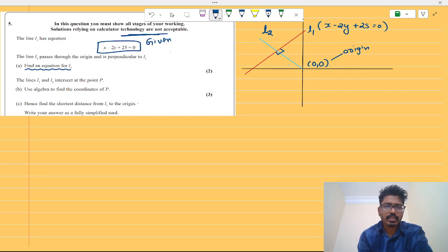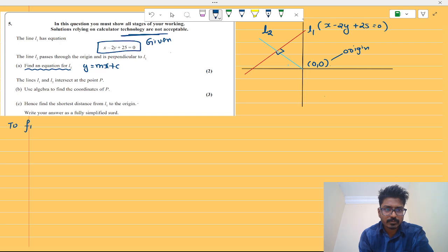But from the equation of L1 we don't have enough information about the gradient. To find L2 we need the gradient, so we need y equals mx plus c. This is what we need to find the equation of the straight line. For that we need to find m2, the gradient of the second line, and the gradient of the first line. So first let us find the equation of the line L1.